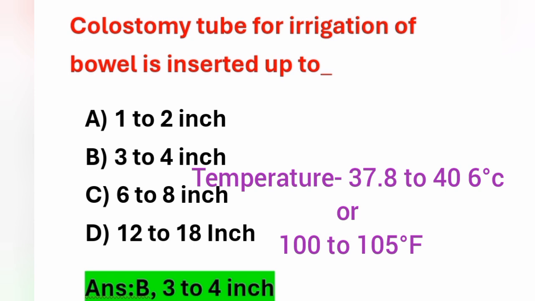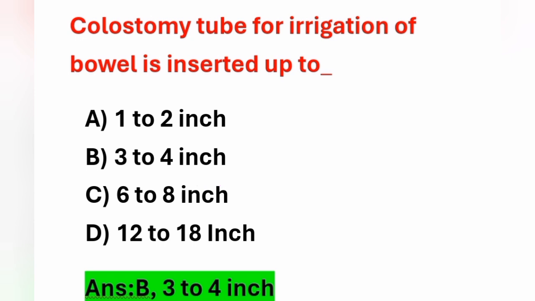And another important point, the amount of colostomy irrigation solution should be 500 to 1000 ml, and the temperature of irrigation solution is 37.8 to 40.6 degrees Celsius or 100 to 105 degrees Fahrenheit. This is a very important point, the temperature of irrigation solution.